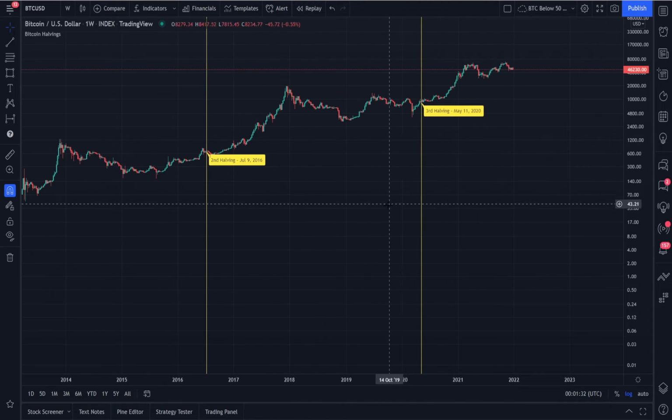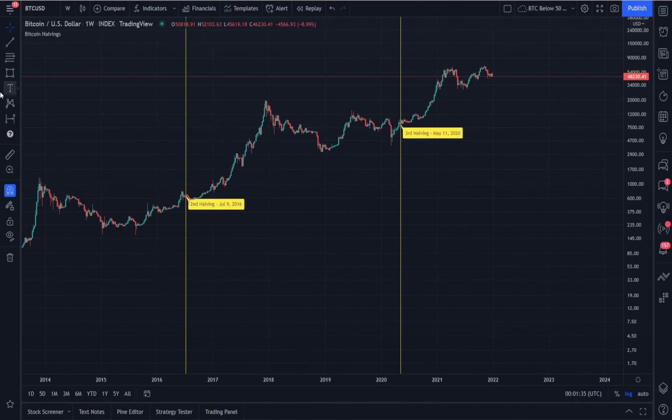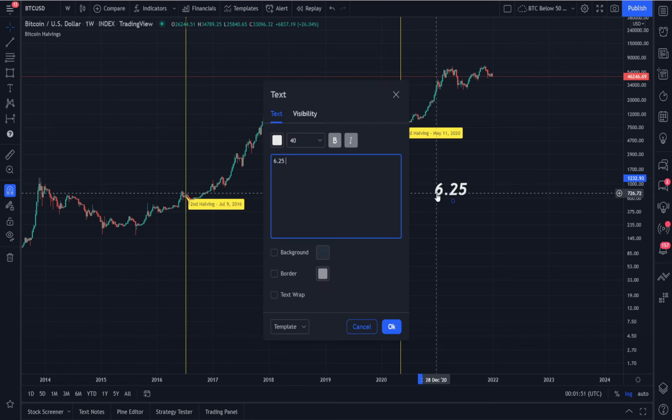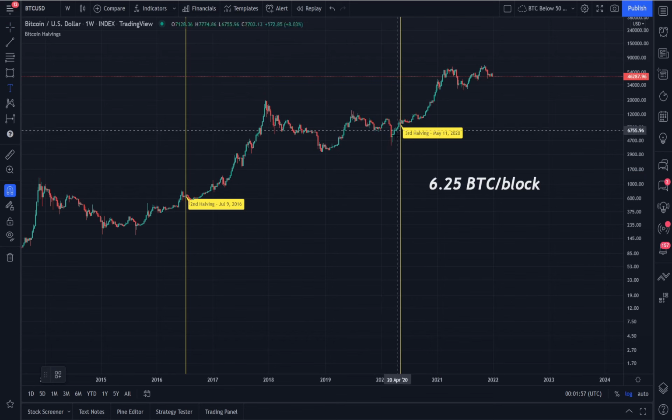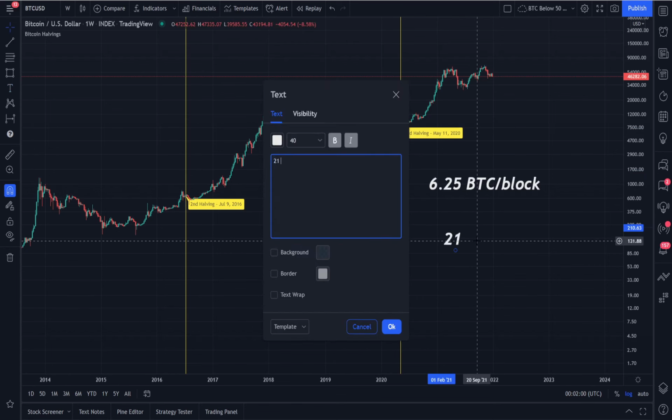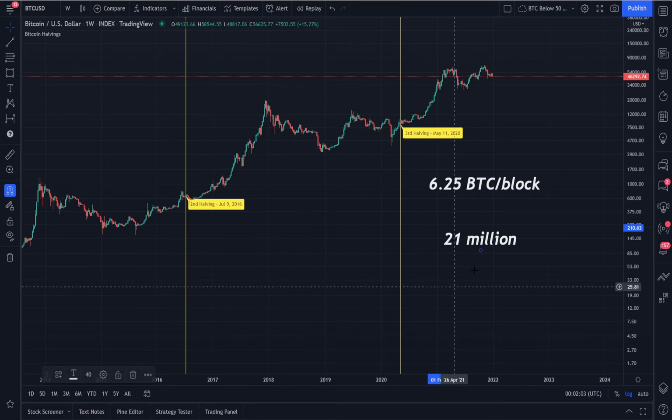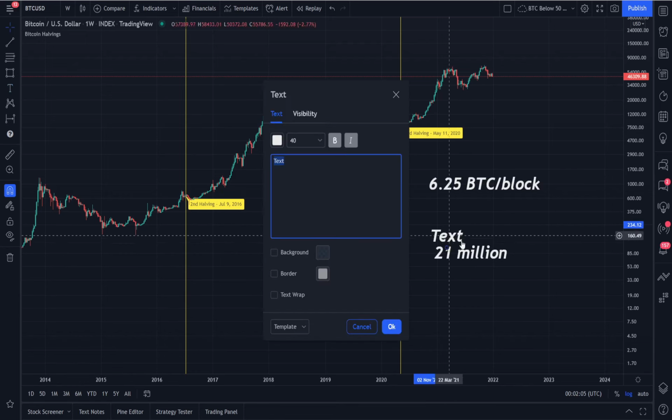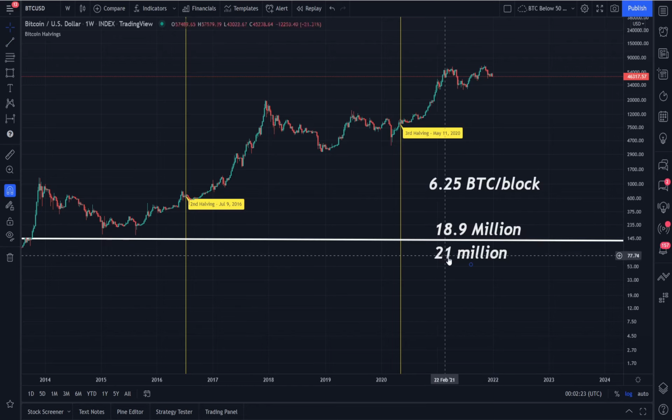However, going forward into the future, or even right now, we have 6.25 BTC per block. And of all of the Bitcoin, if you're unfamiliar, there will be 21 million Bitcoin. Currently we have somewhere around 18 to 19 million. I don't know the exact number at the moment, but I think we're in the high 18 millions. As time goes on, we are approaching the entire supply of the Bitcoin market.